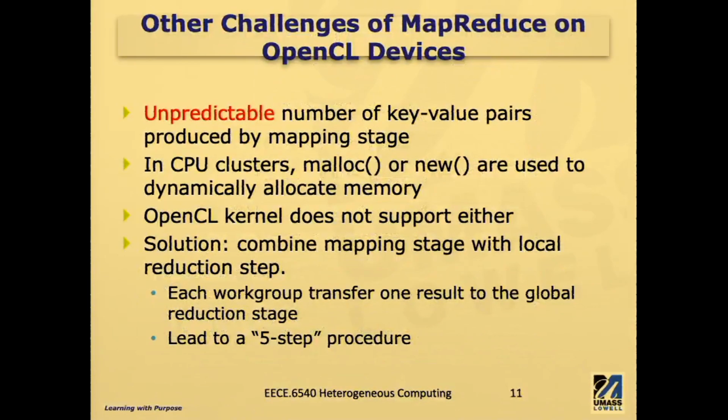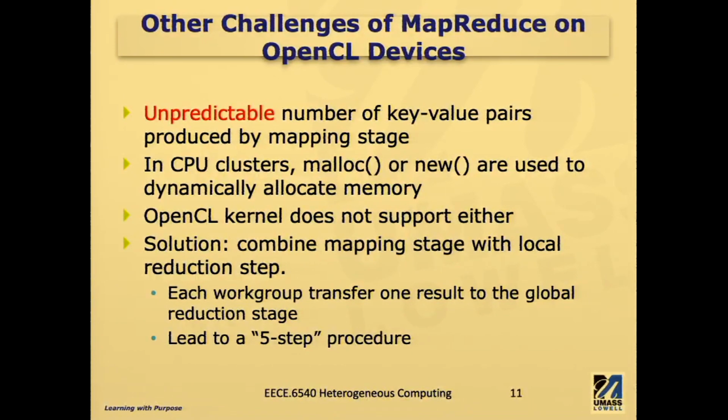Well, it turns out that we have to worry about a few more things in order to really implement this. So there are other challenges of MapReduce on OpenCL devices. We really don't know the number of key value pairs produced by the mapping stage. In the earlier example, we showed that the results coming out of the mapping processors may or may not have the same number of key value pairs. Some could have more, some less.